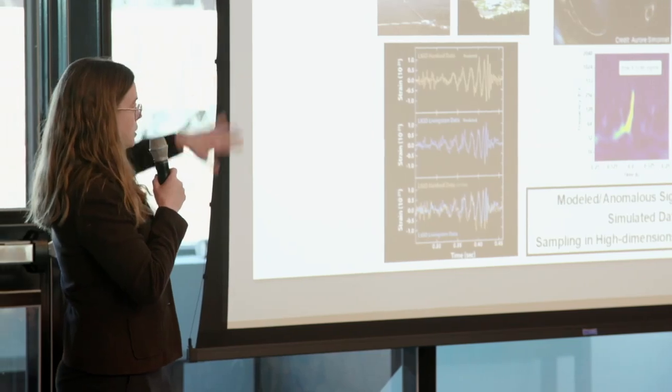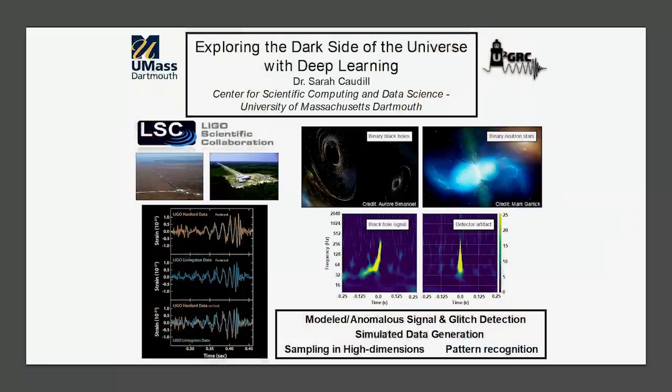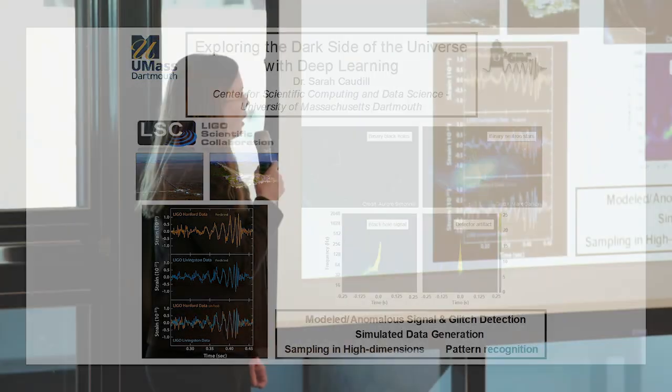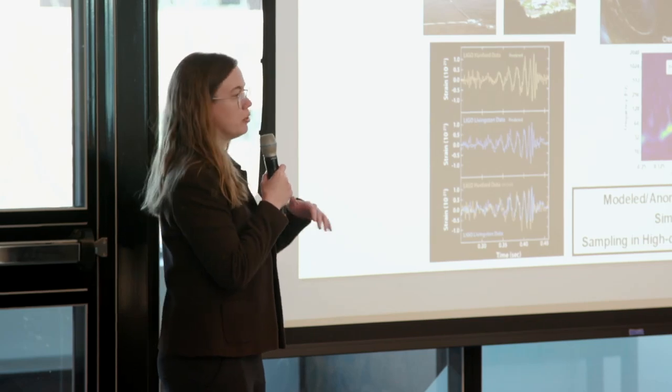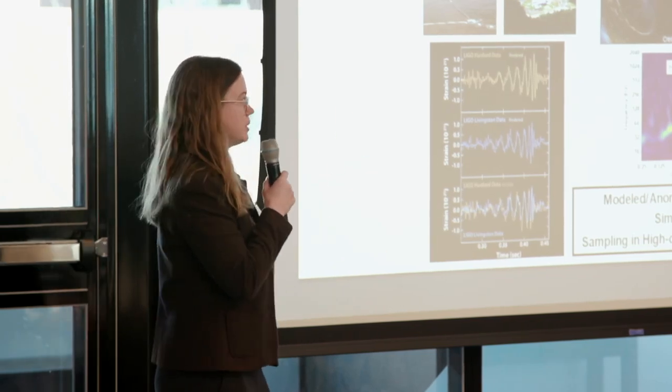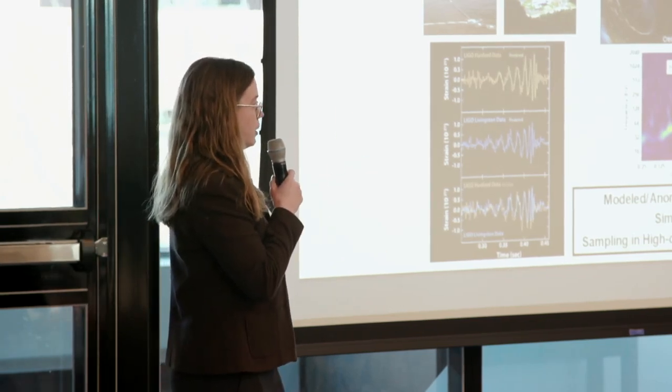We have these two detectors in the US that are basically measuring ripples in space-time, and they have to be exquisitely sensitive in order to do that. As such, our data is often contaminated with glitches and all sorts of environmental noise sources that give us false alarms in our data.